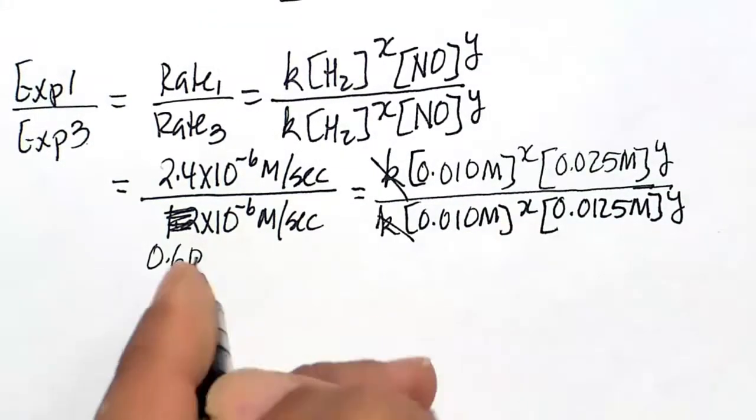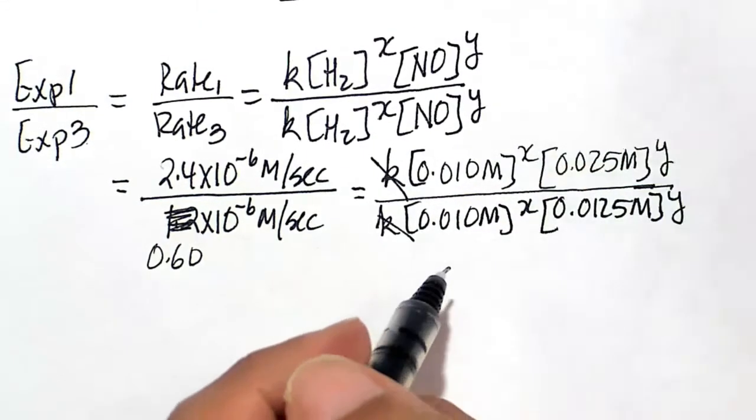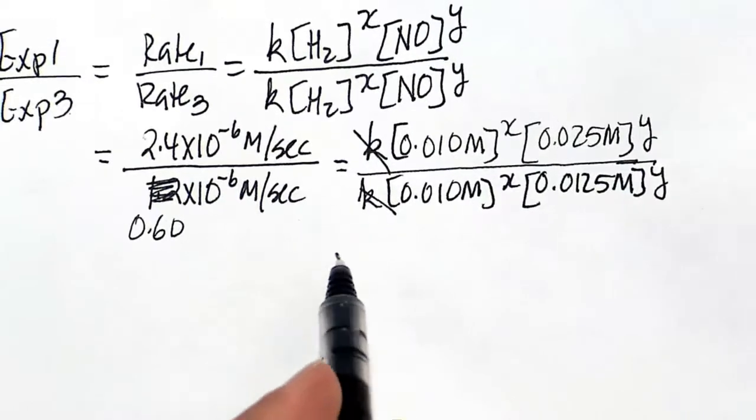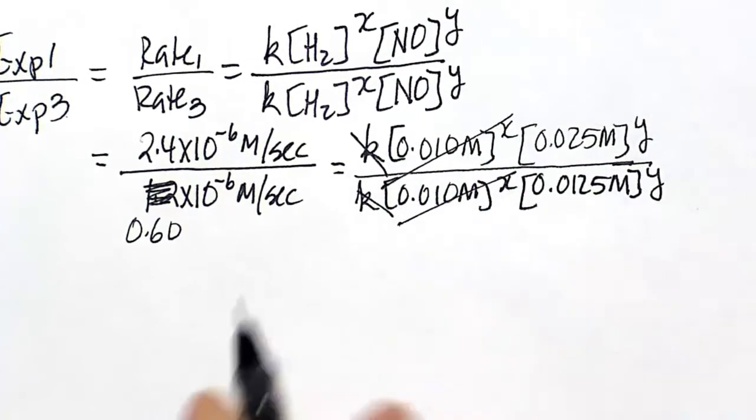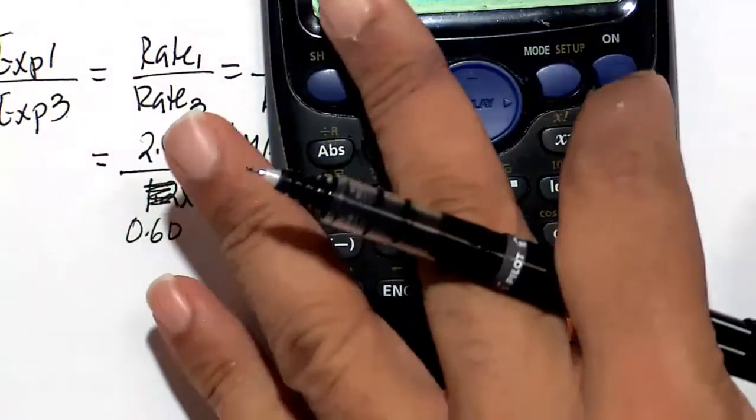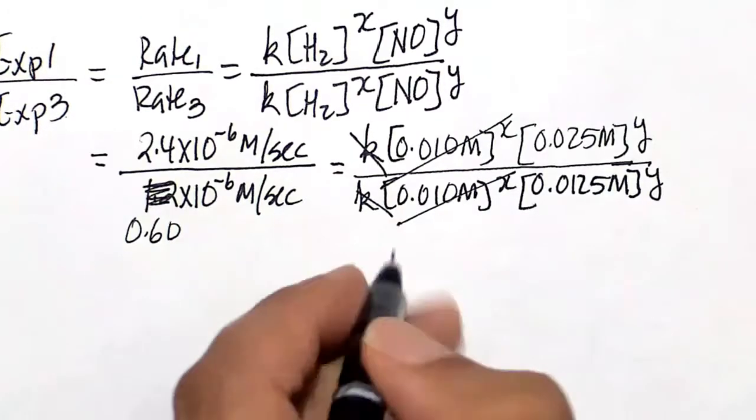So the k's cancel. We already figured out x to be 1, but that's a moot point here because the 0.010 to the power of x cancels. So we're left with 0.025 divided by 0.0125, all of that to the power of y. So this also is 2 to the power of y.